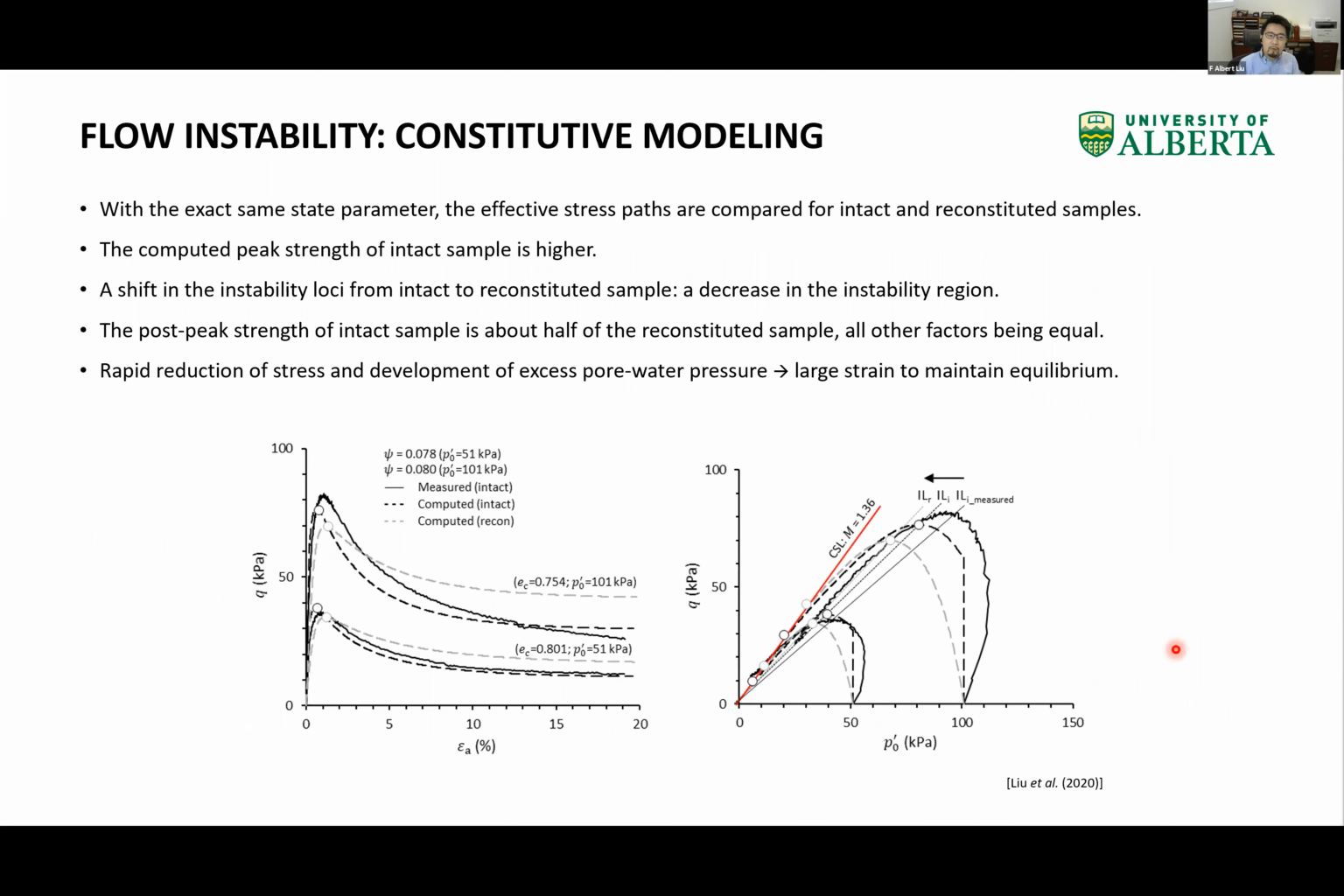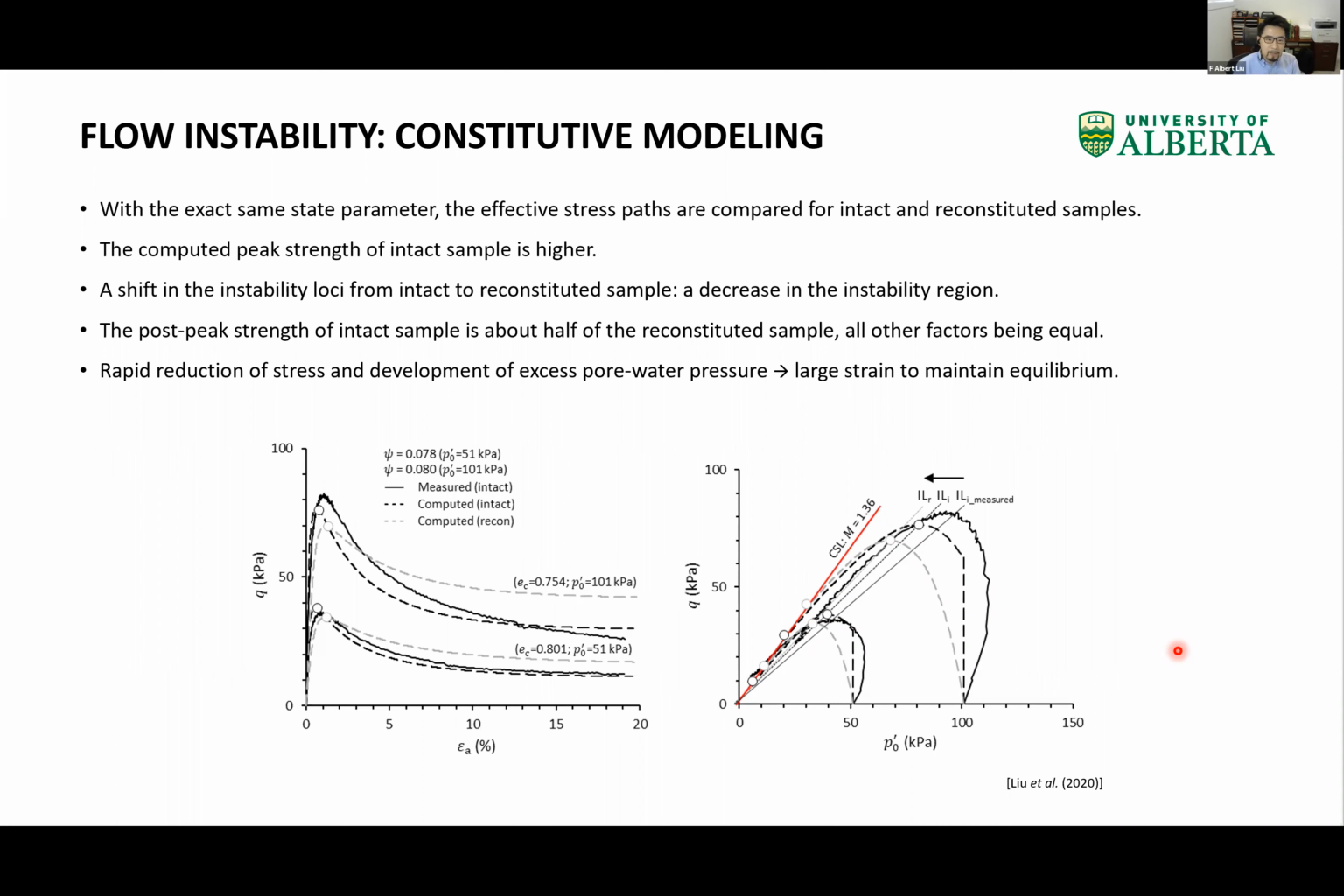And what we find here, at least at the low stress level, is that a larger strain can develop for both intact and reconstituted samples. And there is a severe reduction in the post-peak strength for the intact loess. In fact, the post-peak strength for the intact sample is about half of the reconstituted sample, all other factors being equal. At that point, you see the rapid reduction of stress and the development of excess pore-water pressure. That leads to a larger strain development to maintain the equilibrium, as the shear strength required is greater than that can be mobilized in the soil.